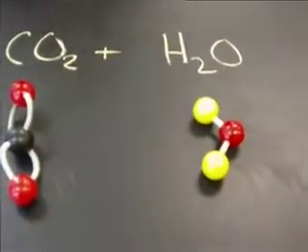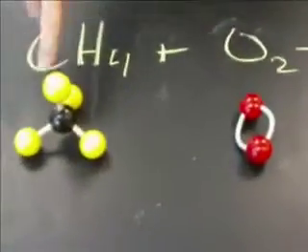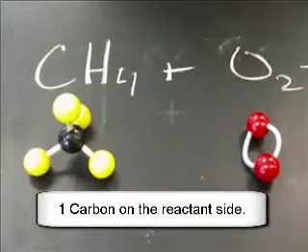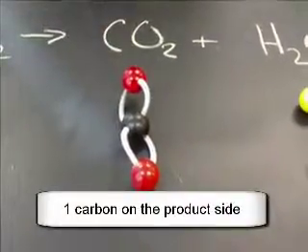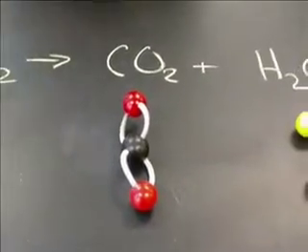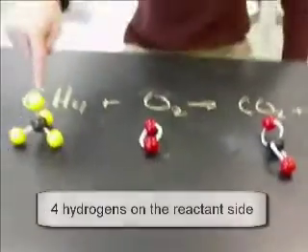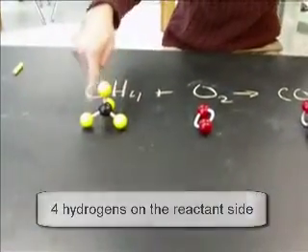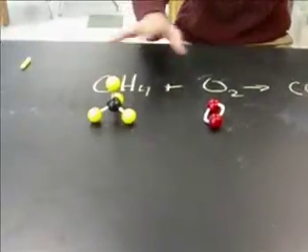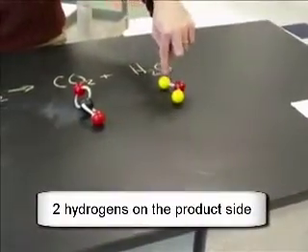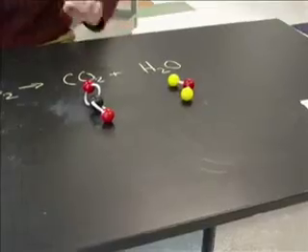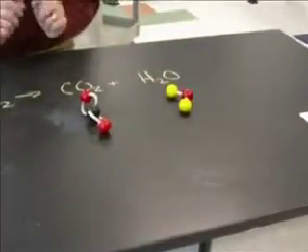Now let's count the atoms that we have. If we look on this molecule here, I have one black carbon atom. Okay? Over here, I have one black carbon atom. So our carbon currently, we have one on either side of the arrow. Let's look at our hydrogen. 1, 2, 3, 4 hydrogens on this side of the arrow. Over here, we have 1, 2 hydrogens on that side of the arrow. If I have 4 on one side and I have 2 on the other side, that equation is not balanced.